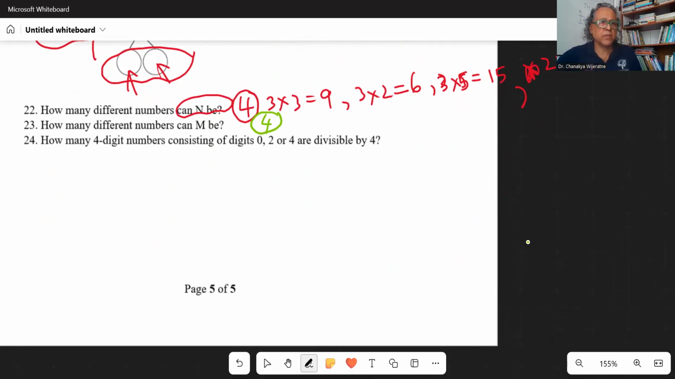How many 4-digit numbers consisting of digits 0, 2, or 4 are divisible by 4? So it's not just 0, 2, and 4 once each. Then, of course, there's no 4-digit number. We can repeat the digits, 0, 2, or 4. Otherwise, we can't get a 4-digit number. Now, for this 4-digit number, I'm going to draw 4 boxes for the 4 place values.